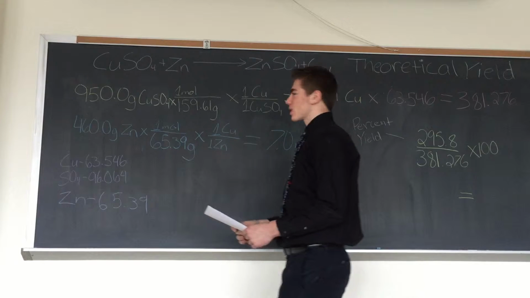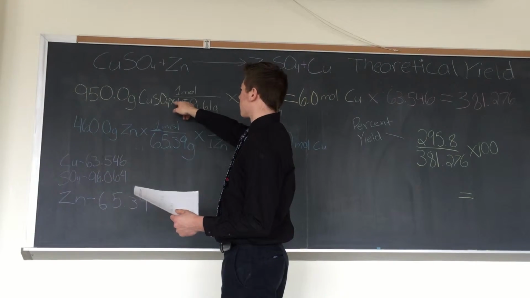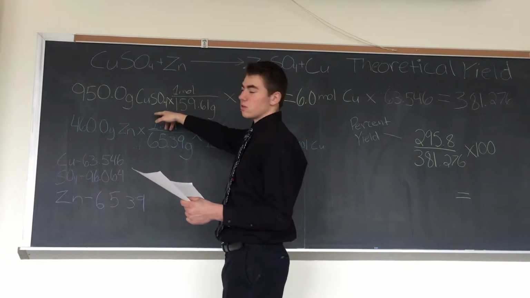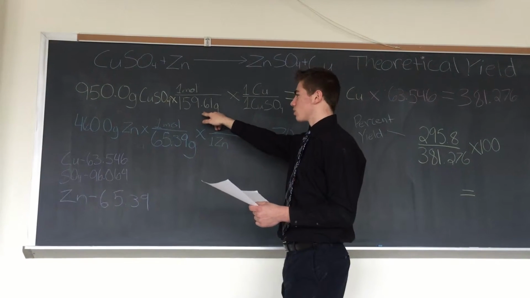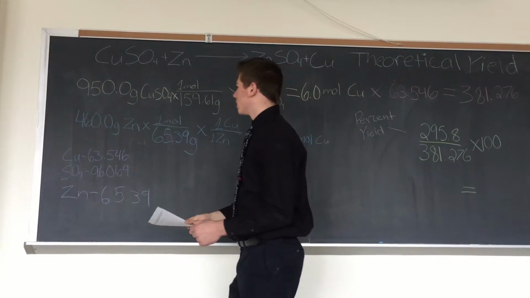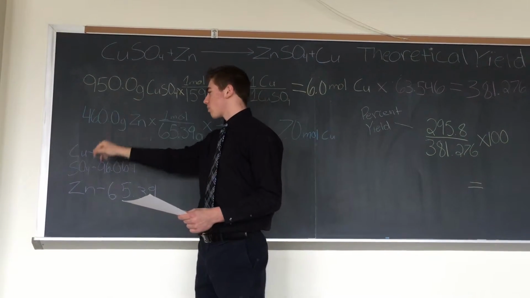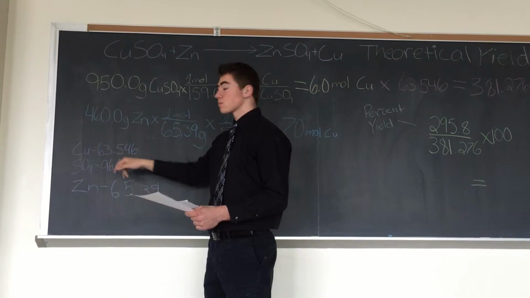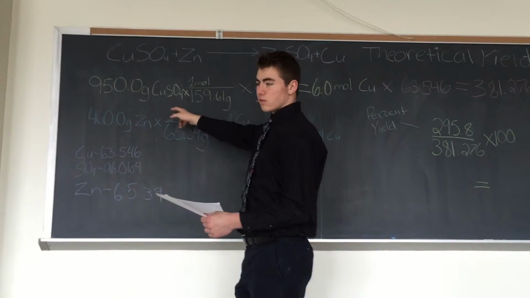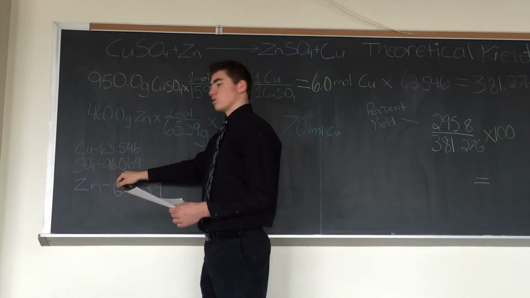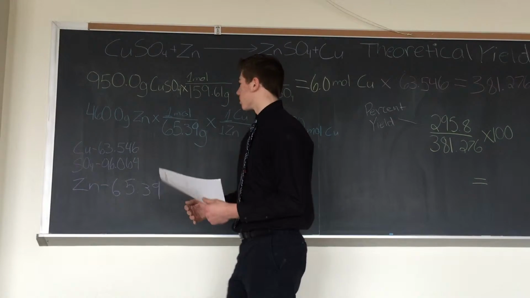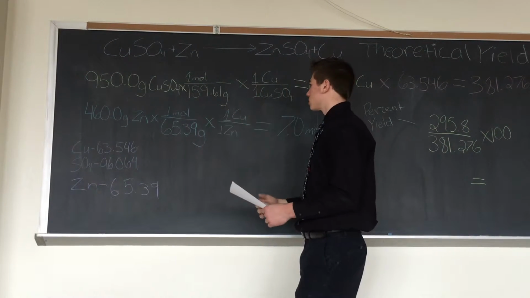And how you do that is you take the molar mass of copper sulfate, which is 159.61 grams. And how you find that is you have copper, the molar mass of copper is 63.546, and the molar mass of sulfate is 96.064. And you add them together to get 159.61 grams.